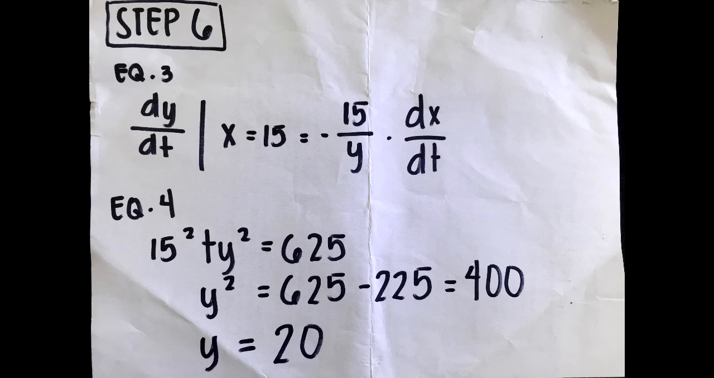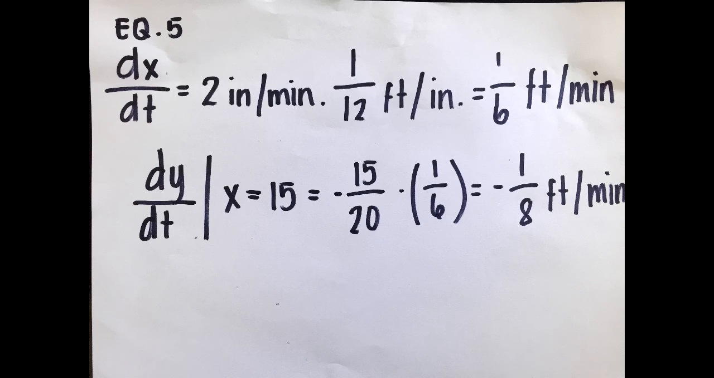This is equation 4. Another problem with equation 3 is the unit of measure used. Note that both x and y are in feet while the rate dx over dt is in inches per minute. We either convert feet to inches or inches to feet. For this particular case, we convert inches to feet. Thus, dx over dt equals 2 inches per minute times 1 over 12 feet per inch, which equals 1 over 6 feet per minute.